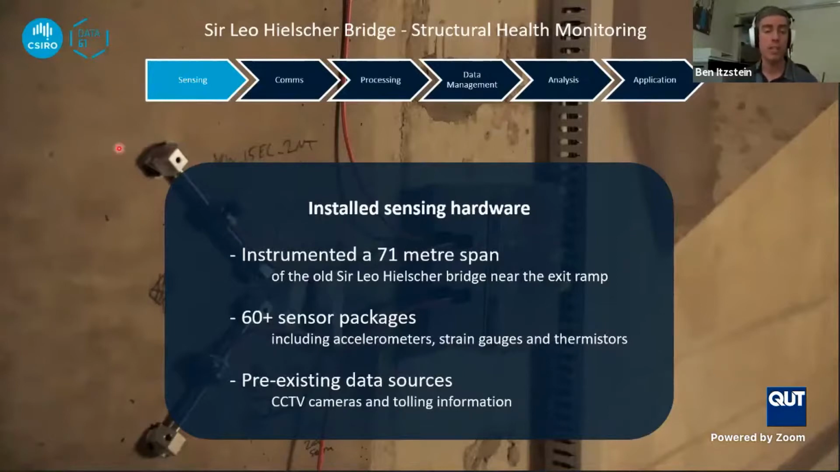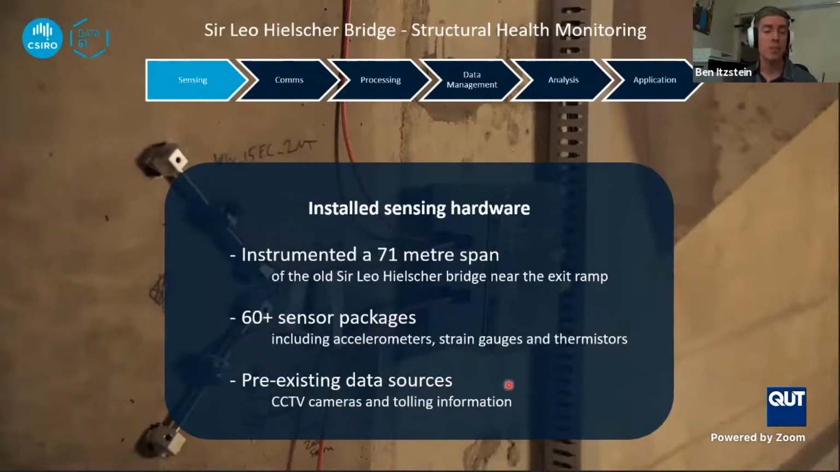So as I mentioned earlier, we've instrumented a critical 71-meter span of the Hielscher Bridge, which is near the exit ramp. And we've installed over 60 different sensor packages on that span, including accelerometers, strain gauges, and thermistors, which allow us to monitor vibrations in 2 dimensions, along with temperature, shear, and bending forces.